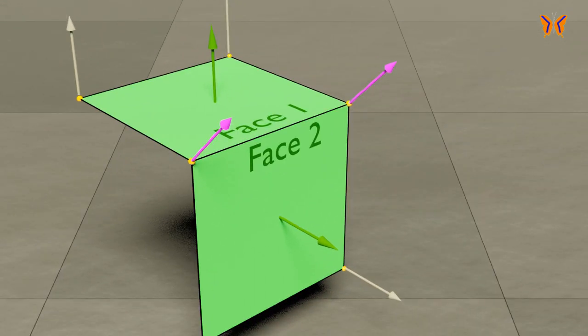These two vertices, however, are shared by both face 1 and face 2, therefore their normals will face a direction midway between the normal of face 1 and the normal of face 2. Vertex normals are also used for shading and lighting calculations. That brings us to the end of this introduction.